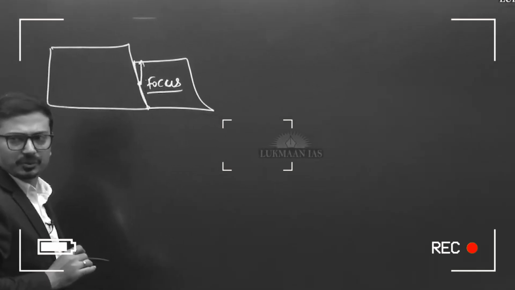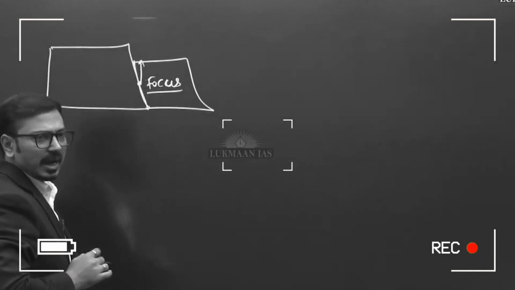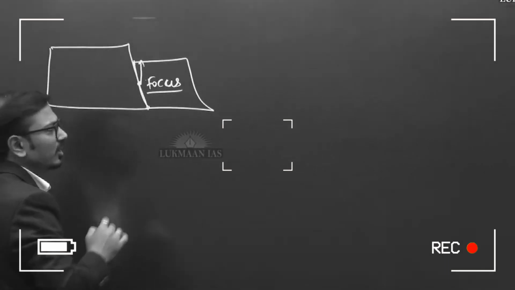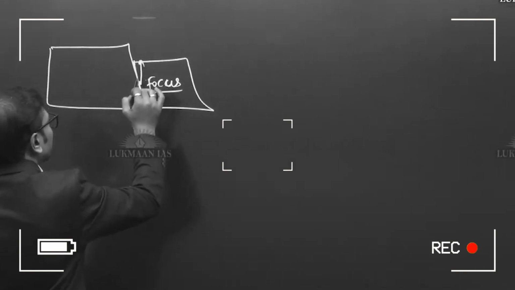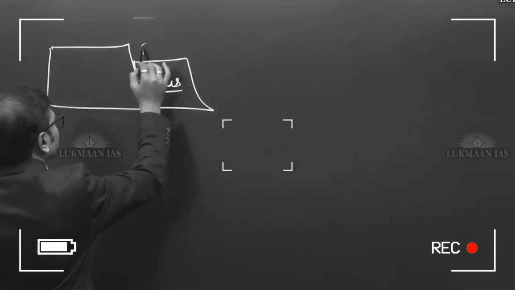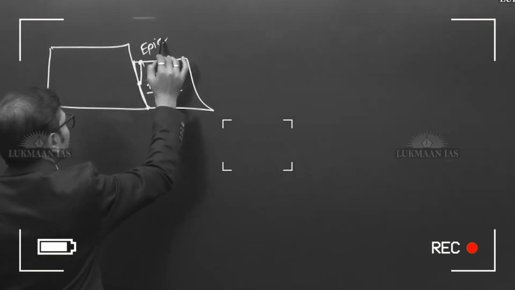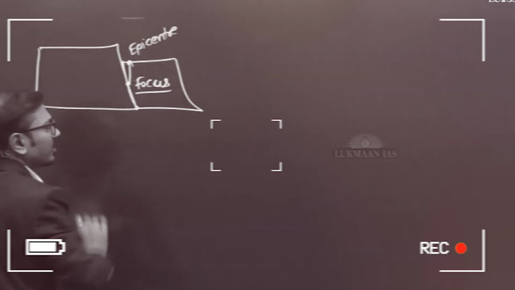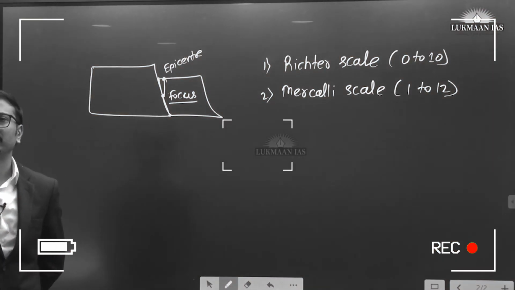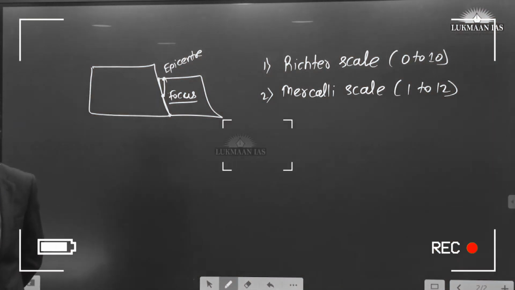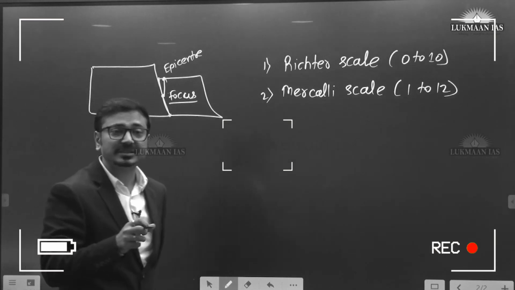The earthquake waves will move in all directions, and the first one to reach the surface will be exactly above the focus. It is called the epicenter of the earthquake. The Richter scale calculates the magnitude of the earthquake. Okay, magnitude, and it is a logarithmic scale.